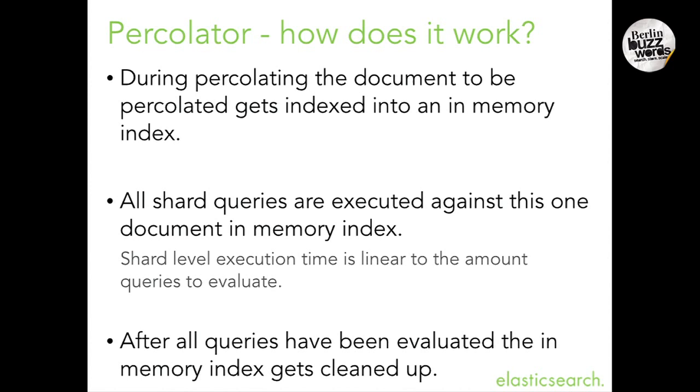When you then execute the percolate API, that single document you've defined in the percolate API gets indexed into a special in-memory inverted index. Once that's happened, all the queries that are stored are executed on this in-memory index, and it will just save whether each one matches or doesn't match. That is what it does. After you've executed the percolate API, this in-memory index gets cleared up, and you can do the next execution. But the important thing is that on the shard level, the execution is linear because it evaluates each query one by one. There's no special data structure that can decide that if it matches this query, then I don't need to execute these other queries. That's not the case.